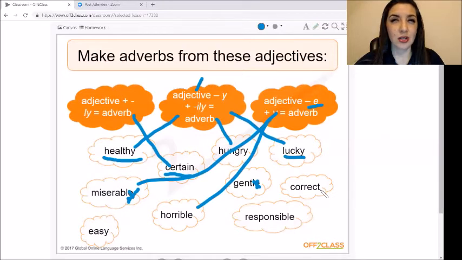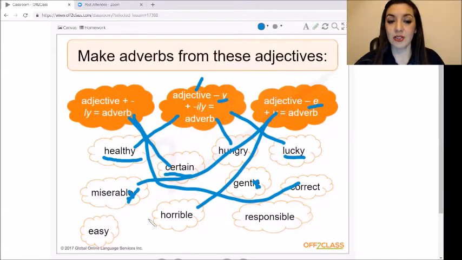Did you say that correctly? Correctly. LY. All the way over here. Easy. Ends in Y. So we'll add ILY. Easily. I easily finished my pancakes because I was hungry. And the last one, responsible. Responsibly. Just take off the E and add Y.